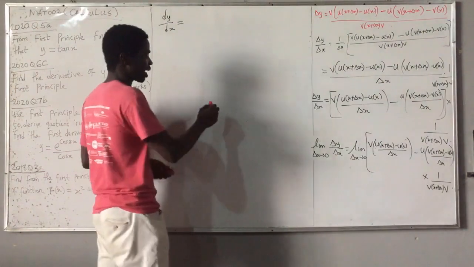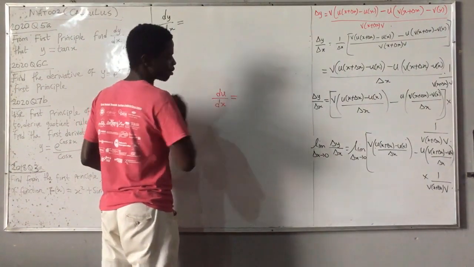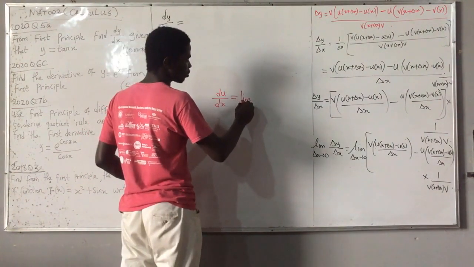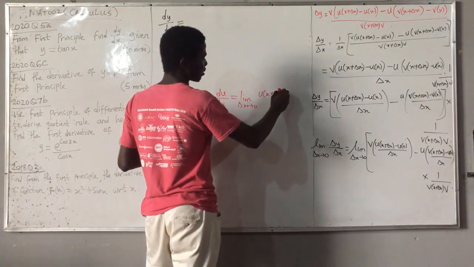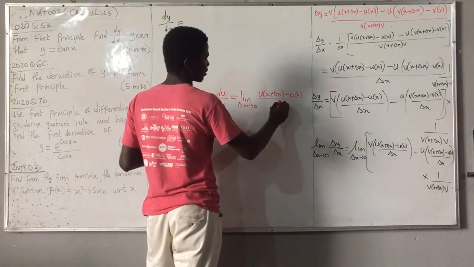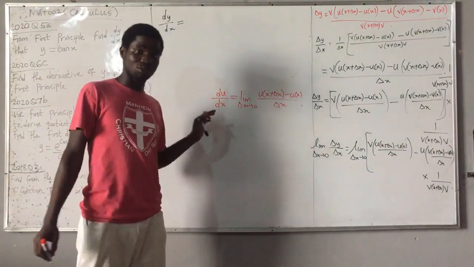Maybe I should write so that you can recall very well. I said that the du/ds is equal to the limit as delta s goes to 0 of u of s plus delta s minus u of s over delta s. So this is what it is. Do you get my point?